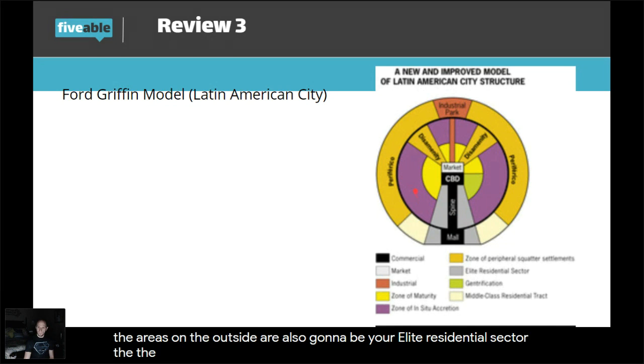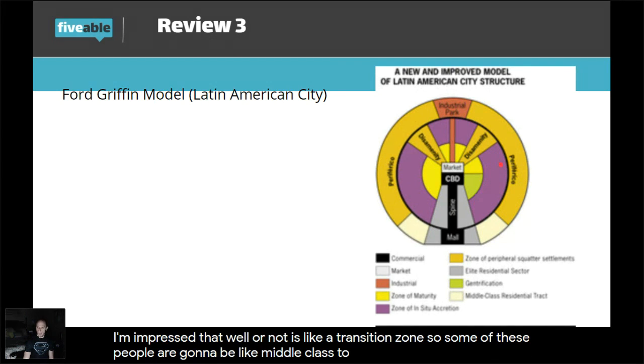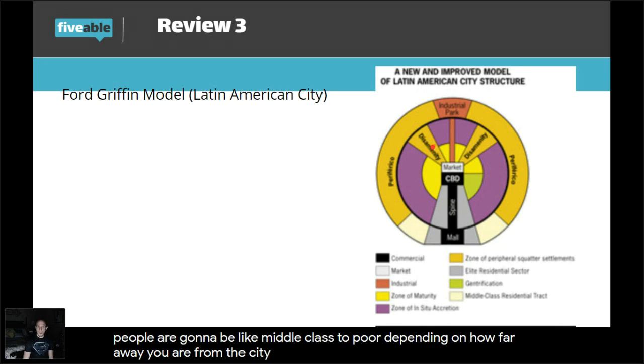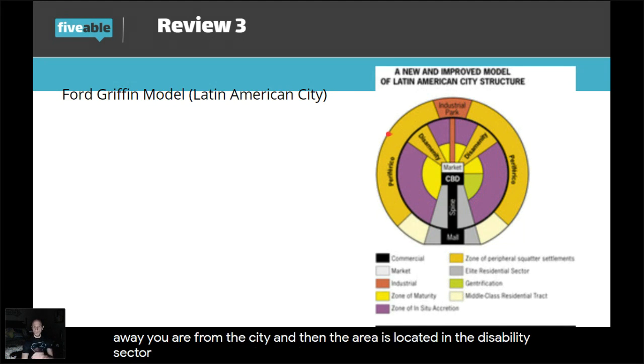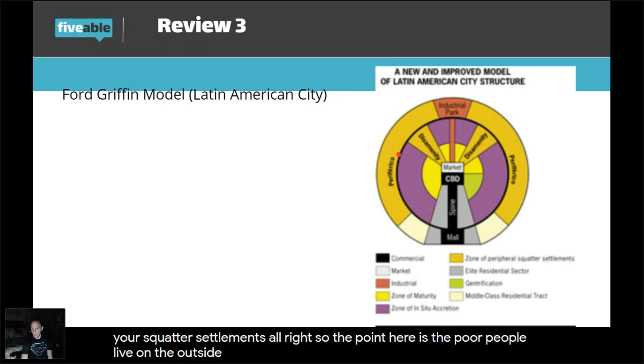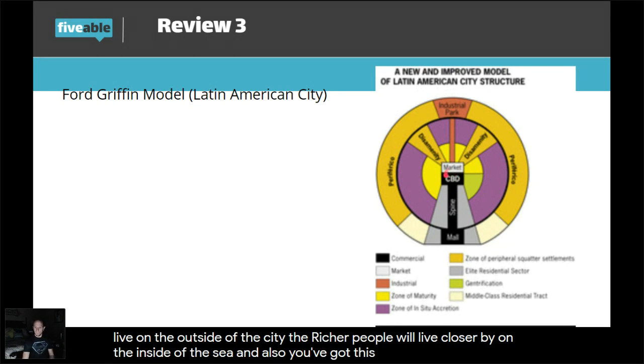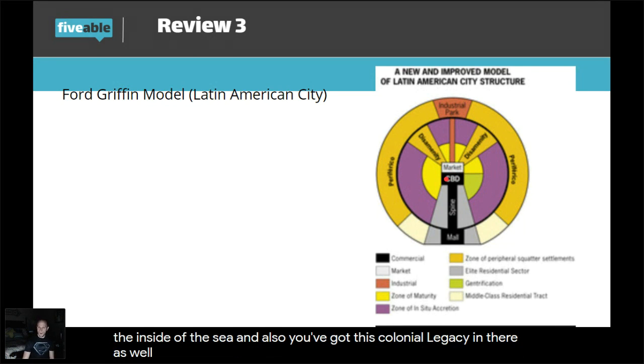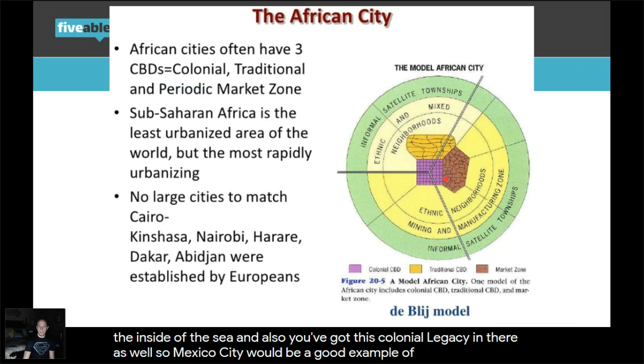The purple area, which is called the zone of accretion, I'm not sure if I'm pronouncing that well or not, is like your transition zone. So some of these people are going to be middle class to poor, depending on how far away you are from the city. And then the areas located in the disamenity section or the periferico, these are your shanty towns, your favelas, your squatter settlements. So the point here is the poor people live on the outside of the city. The richer people live closer by on the inside of the city. And also you've got this colonial legacy in there as well. So Mexico City would be a good example of that.